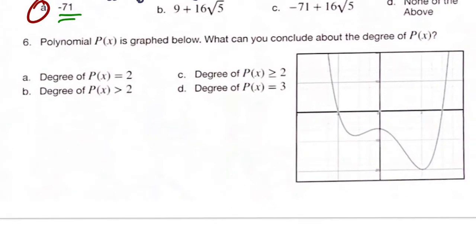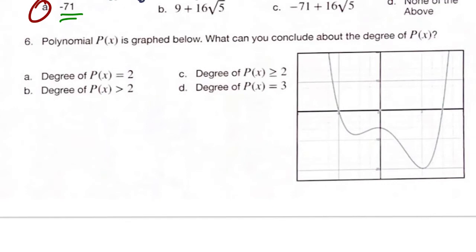Problem number 6. Polynomial p of x is graphed below. So here's p of x on the graph. Here's our x-axis. Here's our y-axis. What can you conclude about the degree of p of x? Well, right away, if you look at this graph here, it shows that it has 2 zeros right there and right there.